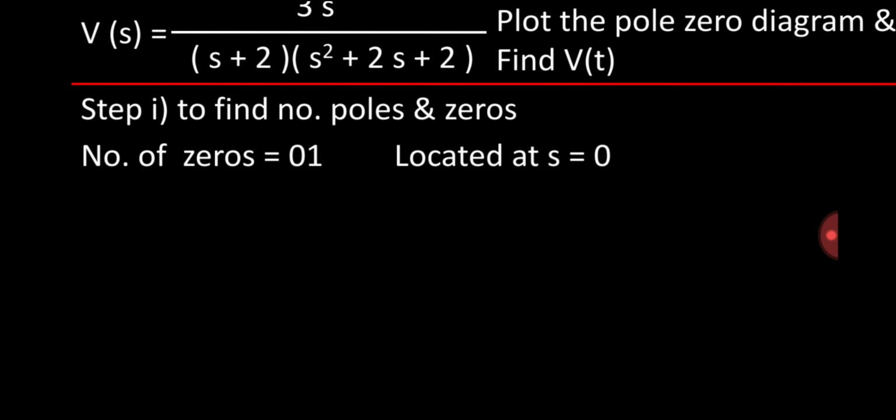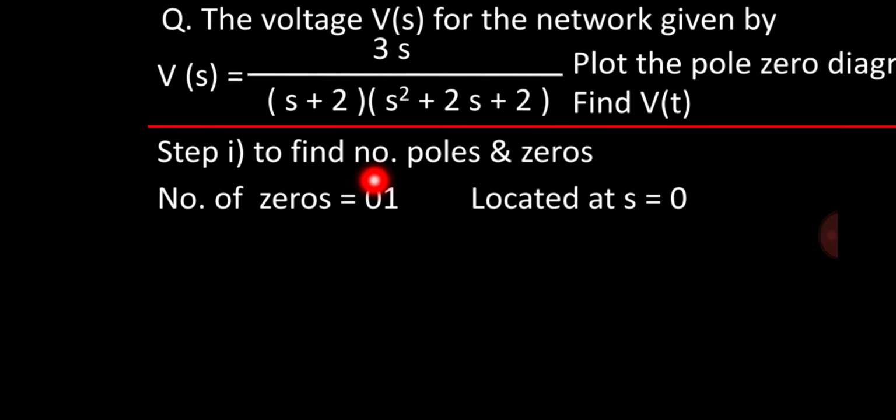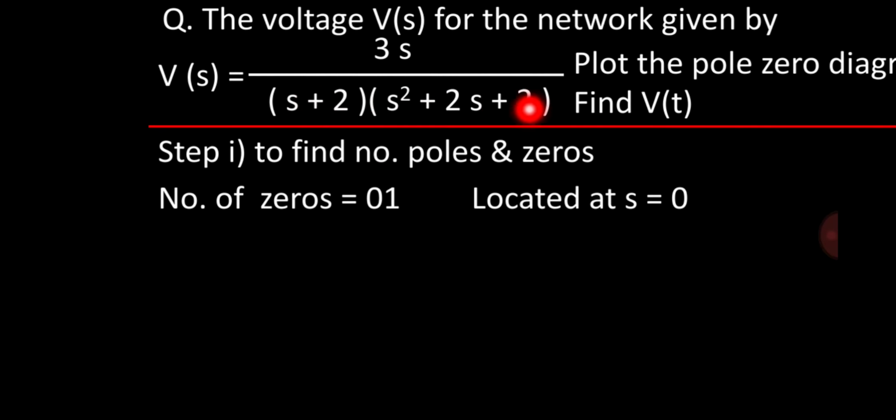Next we have to find the poles. A pole is the value of s in the denominator which will make V(s) infinite. It means the value of s which will make the denominator 0, and only then V(s) will become infinite. Here we can see, if we put s = -2, then the whole denominator will become 0 and V(s) will become infinite.